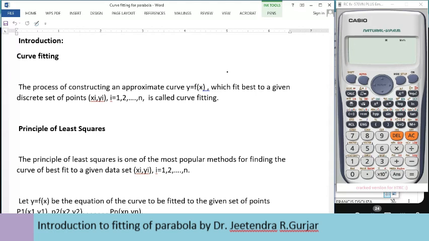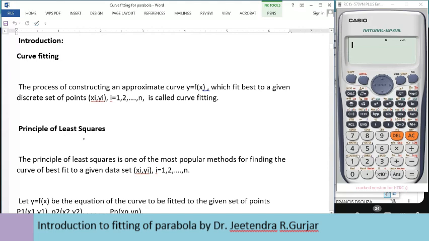So here we have the definition of curve fitting: the process of constructing an approximate curve y equals f of x which fits best to a given discrete set of points (xi, yi), where i equals 1 to n, is called curve fitting. Please remember, students, that a curve will be given as y equals f of x. It could be different curves like a parabola, a straight line, or an exponential curve. So these three curves we can construct in curve fitting. Let us go immediately without wasting our time.